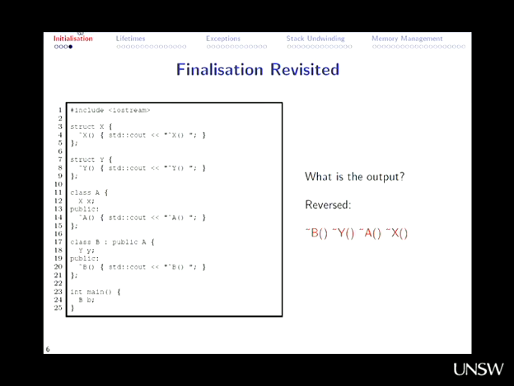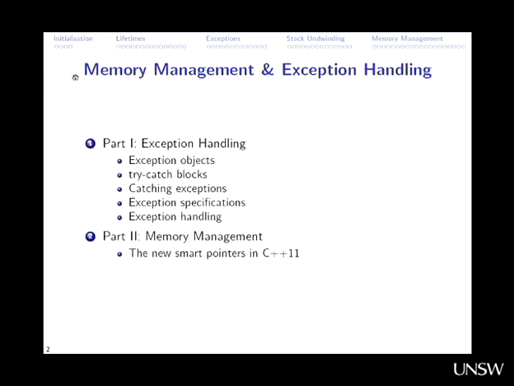What we're going to be looking at over the rest of today and then into Thursday and potentially next week is memory management and exception handling. The first thing we're going to look at is how to handle exceptions before we look at how to go and hurt yourself with dynamic memory. So we're going to look at exception objects, try-catch blocks, catching exceptions, specifications, and handling them. And then we're going to look at smart pointers next week.